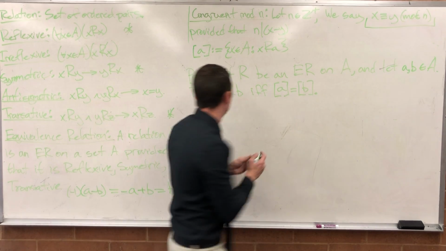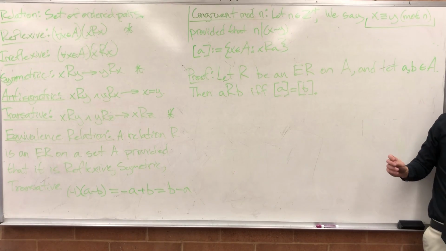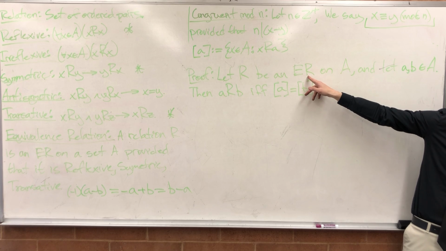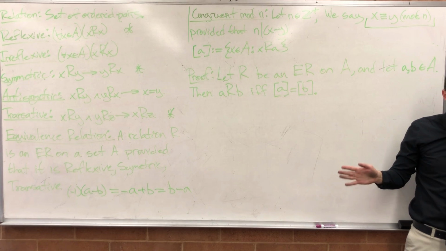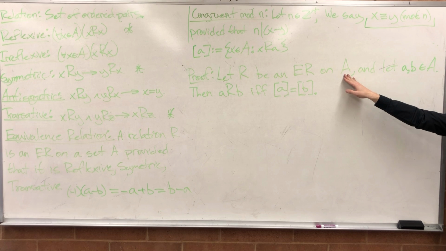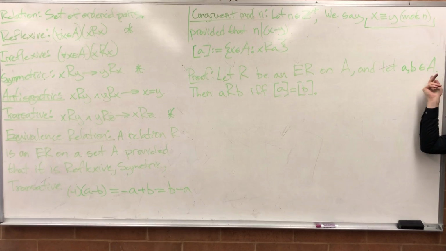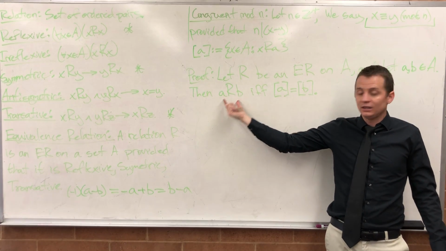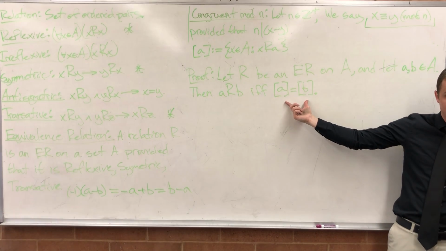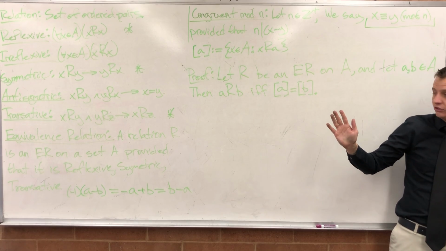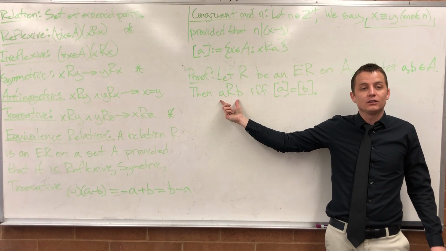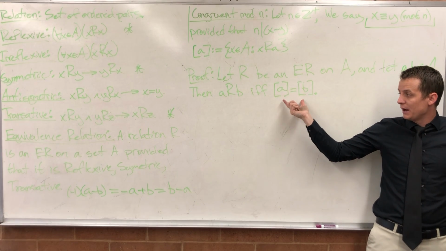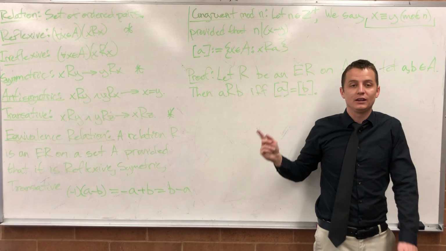Am I losing you on this problem? Well, which relation would we use? So let R be some equivalence relation. We have no clue what equivalence relation. We just know that it is an equivalence relation on some set A. And we know that a and b are elements of A. So then we're showing that a is related to b if and only if they have the same equivalence class. Oh, yeah. So we need to show that a being related to b implies they have the same equivalence class. And we need to show that them having the same equivalence class implies they're related to each other.